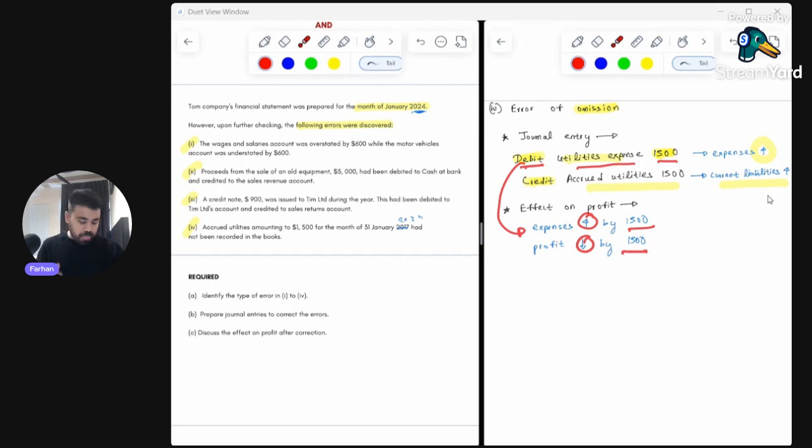Okay? All right. So I believe you have a proper understanding of what's going on with the different types of errors which we have identified. First of all, we identified the errors of compensating errors. Then we identified errors of complete reversal, errors of principle, and lastly, the error of omission. All right. So that's all for today's lesson.